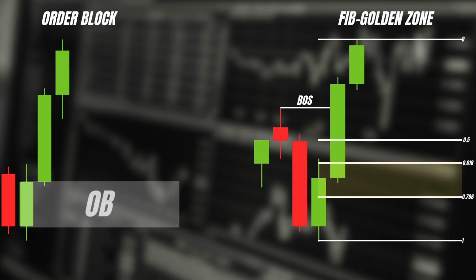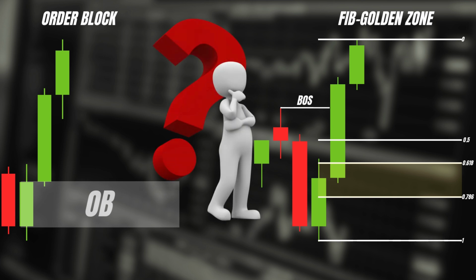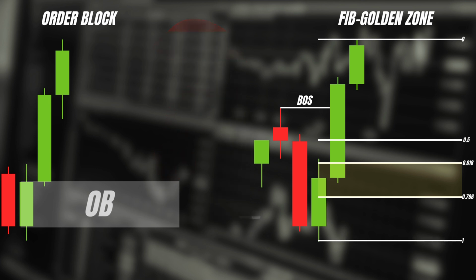Now that we've refreshed our understanding, let's address the big question: which one is better, order blocks or the Fibonacci Golden Zone? The truth is, neither is better than the other. Both are incredibly powerful tools, but their effectiveness depends entirely on how and when you use them. That's exactly what we'll be covering next: how to master both strategies and know which one to rely on in different market conditions. So, stick around until the end because this insight could take your trading game to the next level.